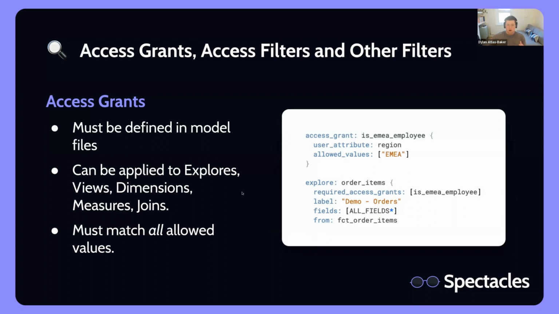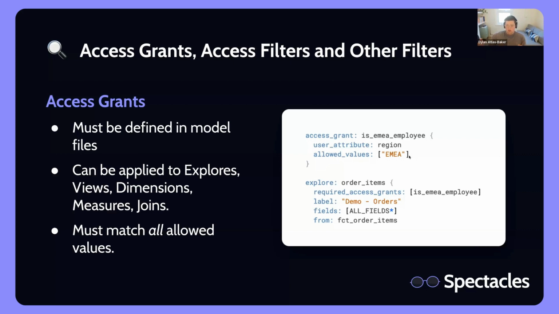And so the way that an access grant works is you define something like this in a model file. You can see here there's a syntax that defines an access grant, and here I've got it called is_emea_employee. And it takes 2 arguments. It takes a user attribute, and you pass the name of the user attribute, and it takes allowed values, and you pass in the strings that ideally will be possible values of this user attribute. In this instance, we have a user attribute called region, of which one of the values is EMEA. And this access grant will give people access to whatever it's assigned to if their region user attribute is set to EMEA. Now, this is a list here, so you can comma separate things here.